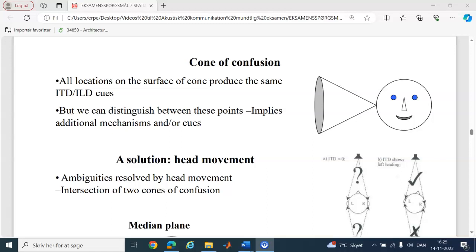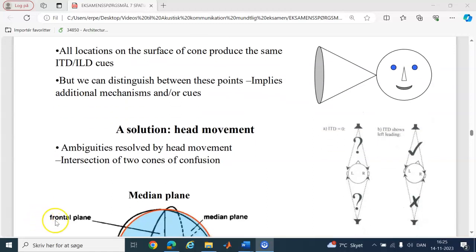So if you can move your head, you can, for instance, hear the sound in the left ear before the right ear. Ambiguities resolved by head movement.